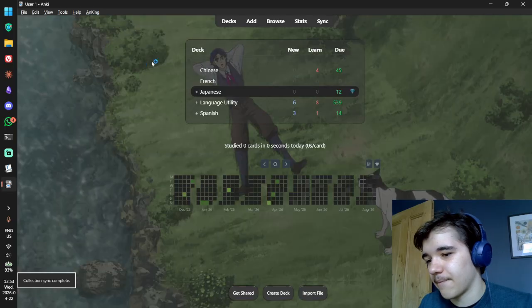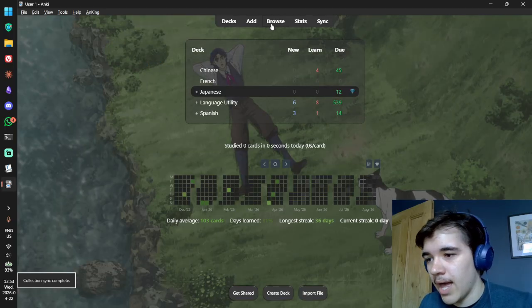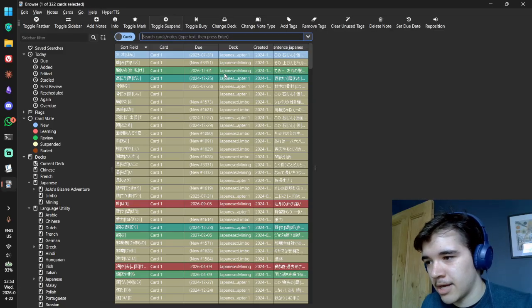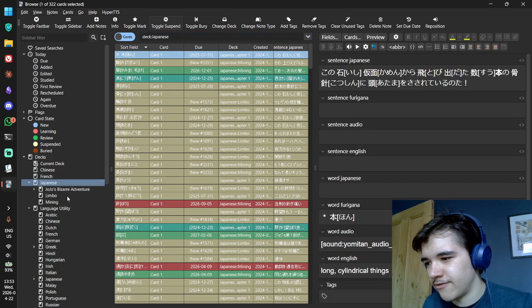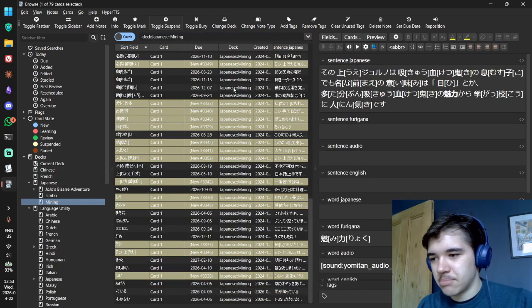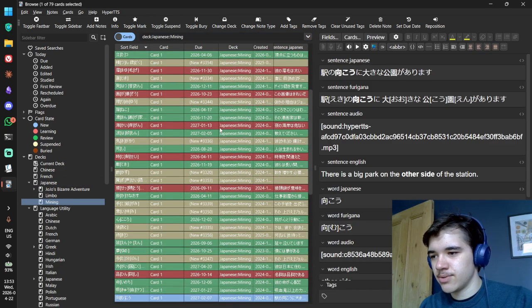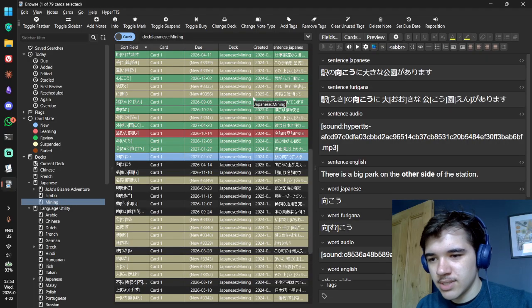So we'll see. I got my marks. I don't think I have many left. I think there are 50 in total, but that's not including ones I might delete. So, first ones, there's a big park on the other side of the station.